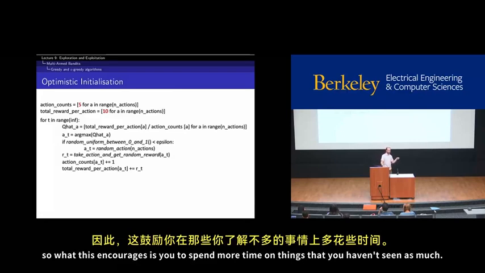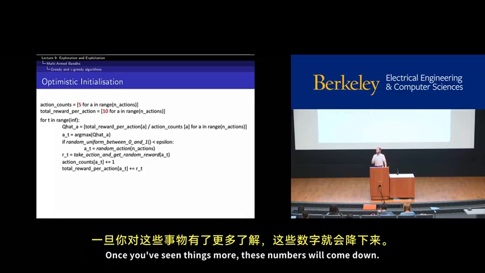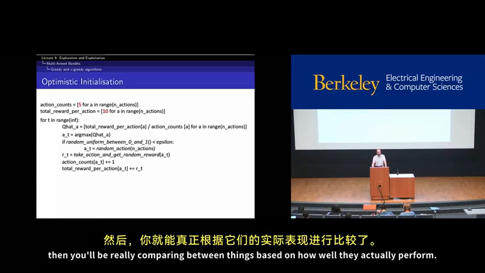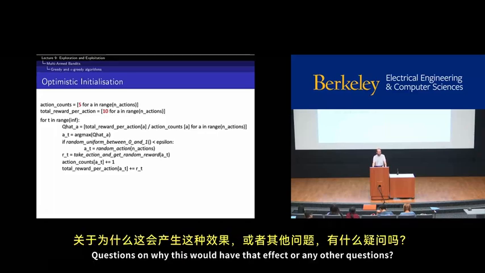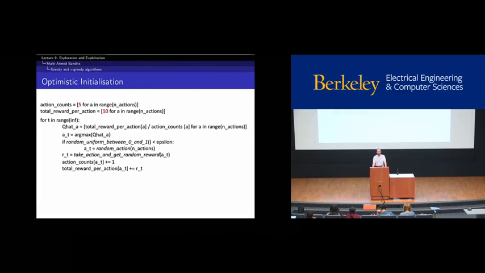And so what this encourages is you to spend more time on things that you haven't seen as much. Once you've seen things more, these numbers will come down, and then you'll be really comparing between things based on how well they actually perform. The initialization will get washed out. Questions on why this would have that effect, or any other questions?